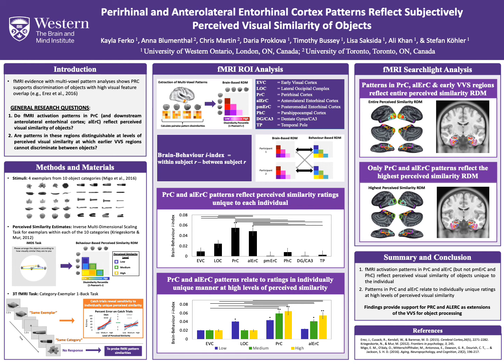To summarize, we see that fMRI activation patterns in perirhinal cortex and anterolateral entorhinal cortex, but not posterior medial entorhinal cortex and parahippocampal cortex, reflect the perceived similarity of objects unique to the individual, and their patterns relate to the highest levels of perceived similarity that earlier ventral visual stream regions do not. Our findings suggest that perirhinal cortex and downstream anterolateral entorhinal cortex may not just be part, but the pinnacle of the ventral visual stream for object processing.